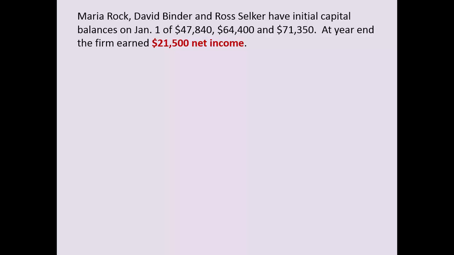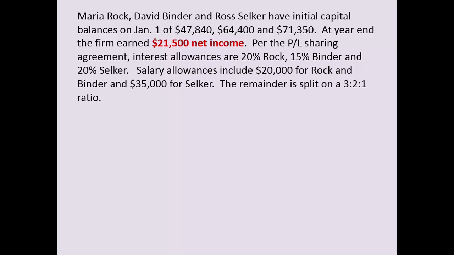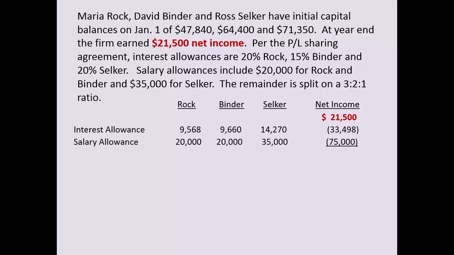All right, now let's say, same example, only there was only $21,500 net income. Much less. How do you split it? Same agreement, so let's look at the numbers. Start with the lower net income. It was much higher before. And notice after you do the interest allowance, you would have had a negative balance. And then with the salary allowance, you have an even bigger negative balance. Go ahead and do it this way. This is the way you calculate.